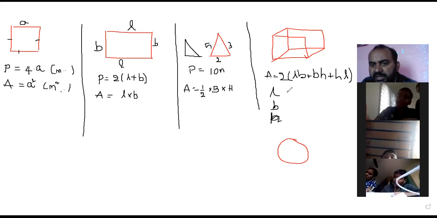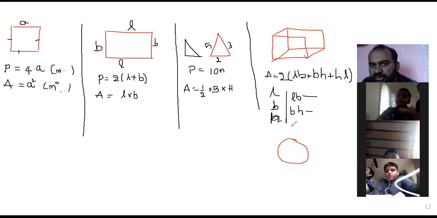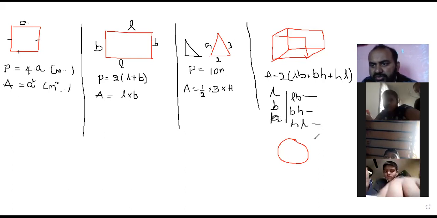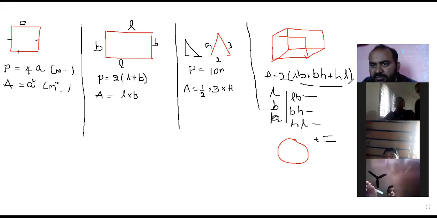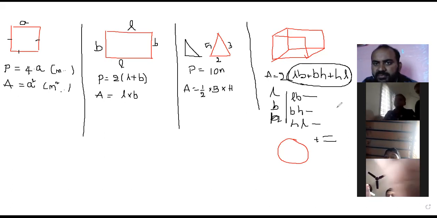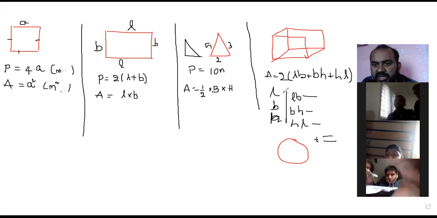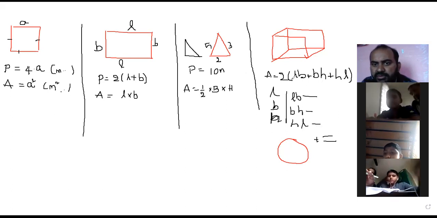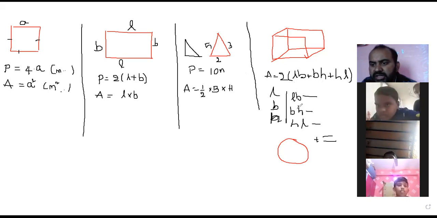So while you are finding that, what to do? First find L into B value, and similarly B into H value. Next H into L value. After that, add these three values, and you will get this middle part. Now, after getting this value, just multiply it by 2, and you will get the answer.